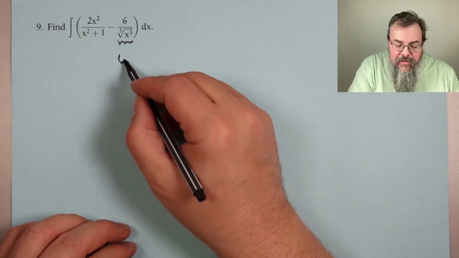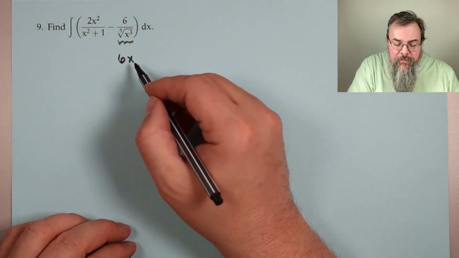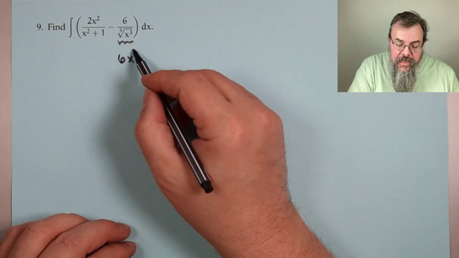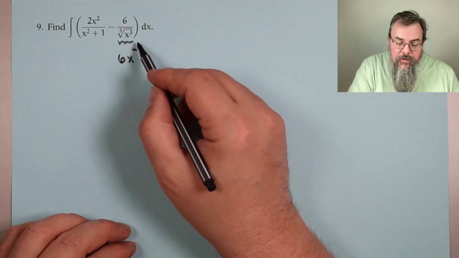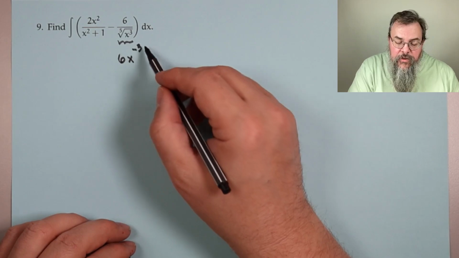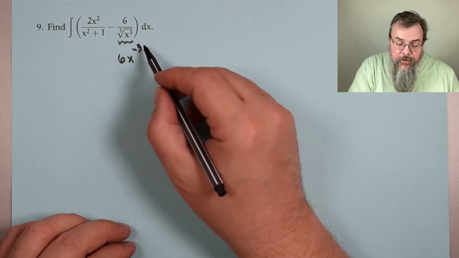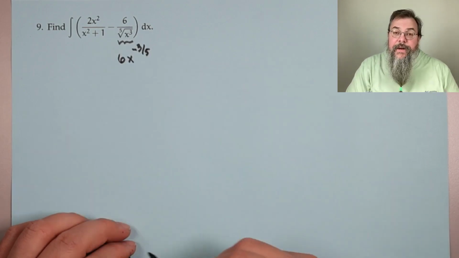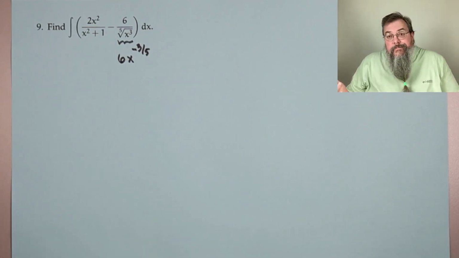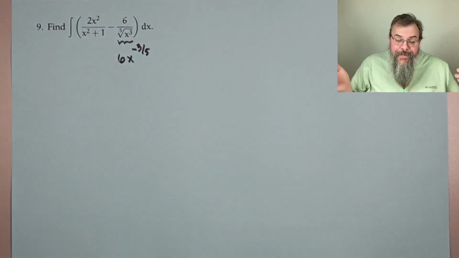The 6 is a constant, then we have x to a power. Because it's downstairs, it's a negative power. And then we have 3, because it's raised to the 3rd power, and this is the 5th root. So that means divide by 5. And now it's like, yeah, okay. That we can work with.